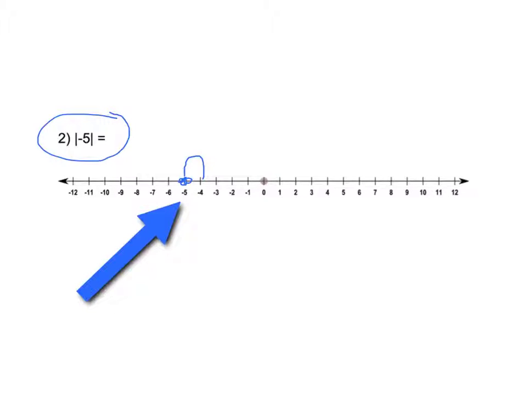So I go 1 space, 2, 3, 4, 5. So the absolute value of negative 5 is a positive 5, because remember, absolute value is always a positive number.